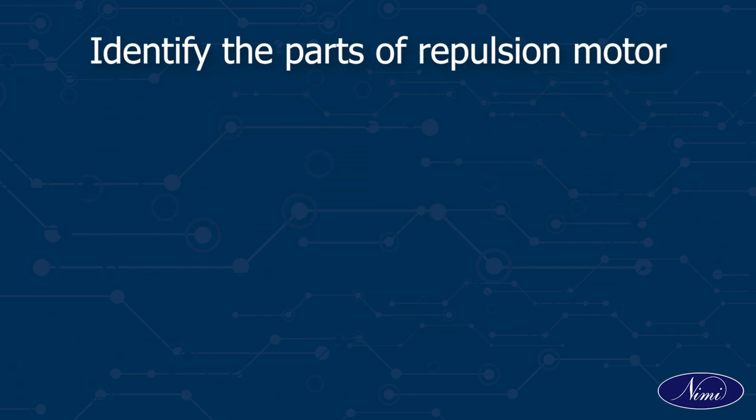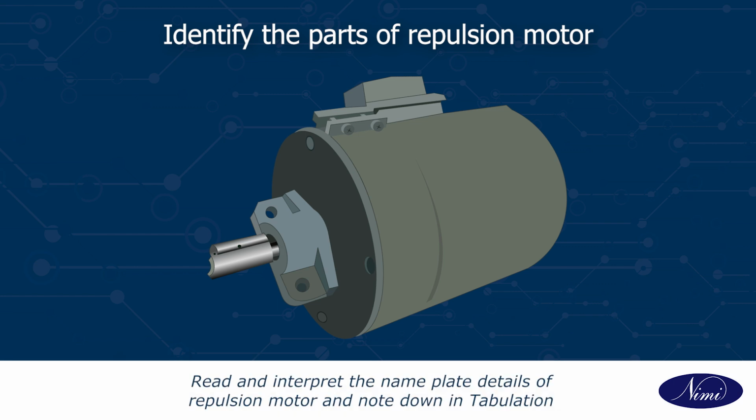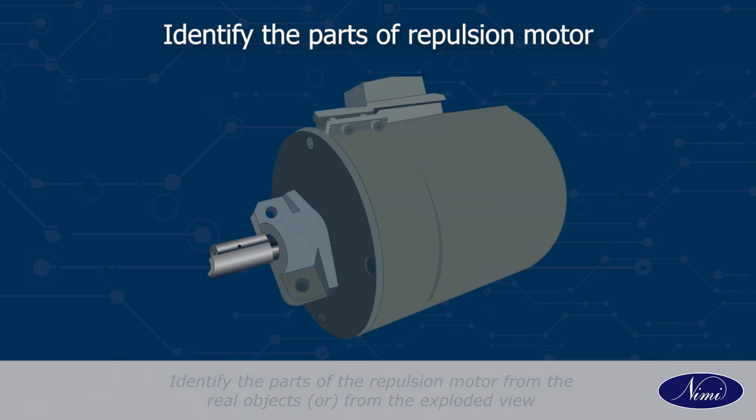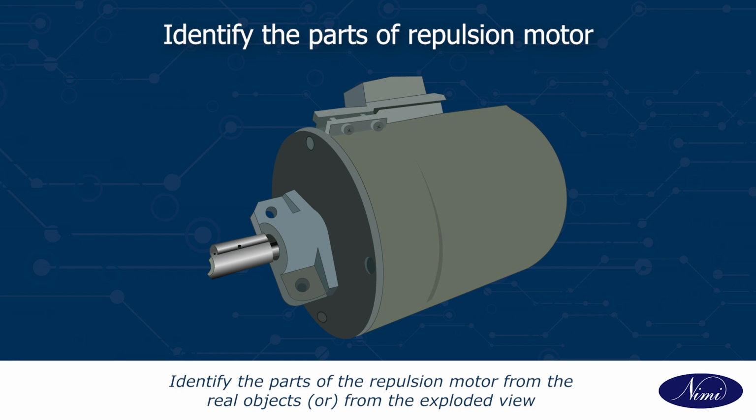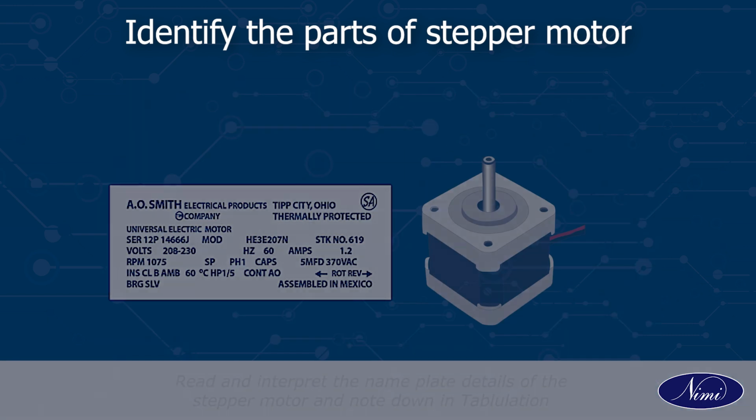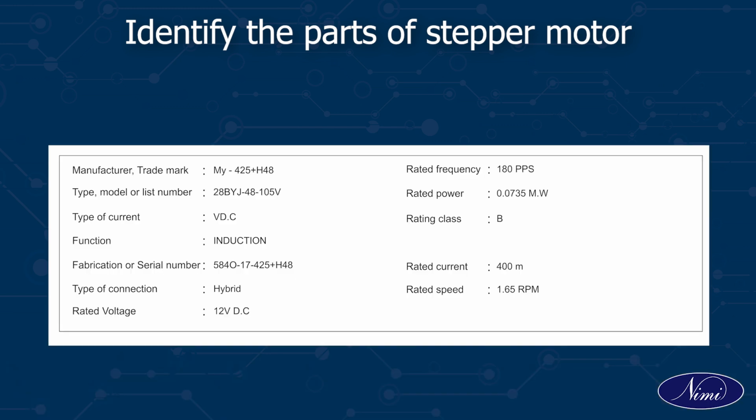Identify the parts of repulsion motor. Read and interpret the nameplate details of repulsion motor and note down in tabulation. Identify the parts of repulsion motor from the real objects or from the exploded view. Identify the parts of stepper motor. Read and interpret the nameplate details of the stepper motor and note down in tabulation.